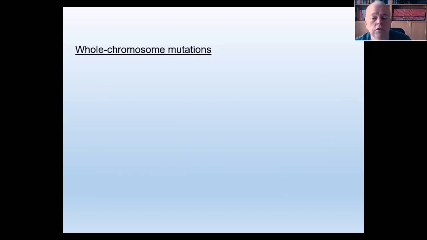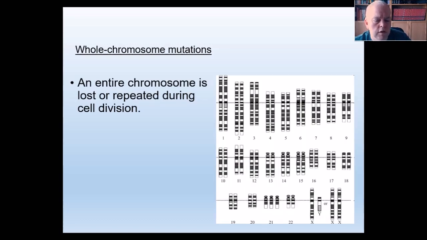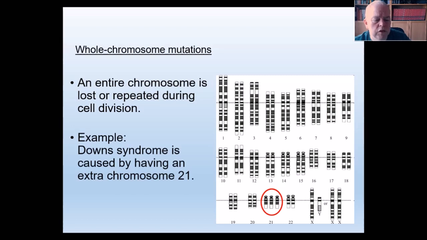We've also got other well-known ones, things like whole chromosomal mutations. So in this case, this is where an entire chromosome can be lost during cell division. The well-known one, if you look down at the bottom for chromosome number 21, in this case we've got 3 copies of it, and the genetic disorder Down syndrome is caused by having that extra chromosome 21.